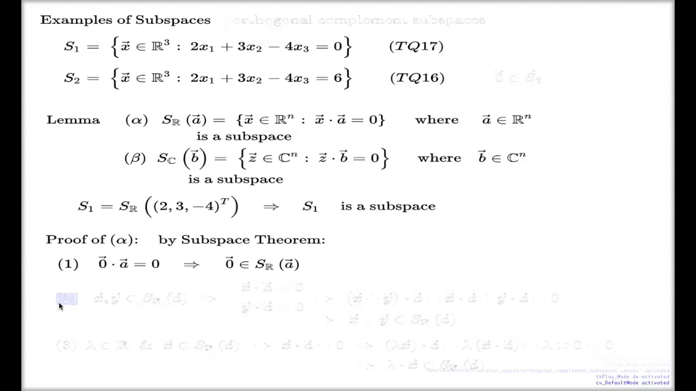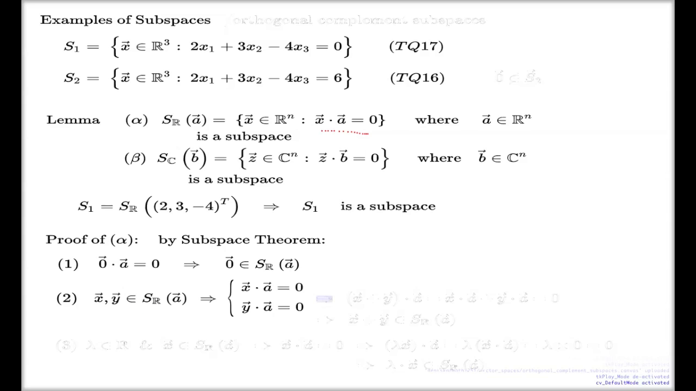Let's check the second criterion. The second criterion, if you remember from the previous slide, is closedness under addition. Here's my check. I start off with 2 elements of my set. I interpret what that means. That means that each of them individually is perpendicular to my fixed vector A. That's exactly what it means. This is the interpretation of the condition of being in this set. Here's the condition.